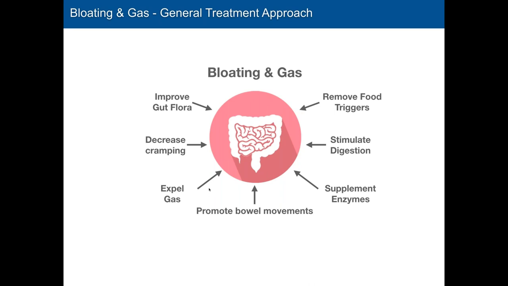You might get them to help expel the gas, and that's where a carminative can help, or taking some essential oils. Often cramping may be associated with this, so an antispasmodic or a carminative may help with that. And then finally, a probiotic can help bulk up the stool to promote bowel movements, but it also might help to shift out some of the bad bugs, or you might even have to take antimicrobials.